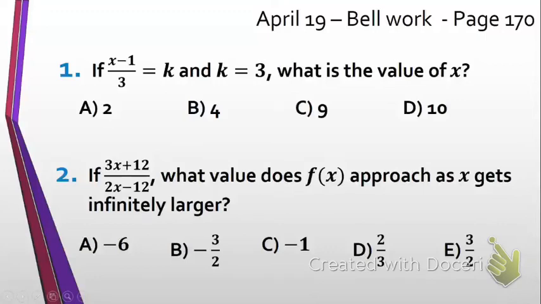Let's start going through the bell work. On number 1, if k is 3, what is x? Yes, sir? 10. Absolutely correct. Let's talk about how we get there.